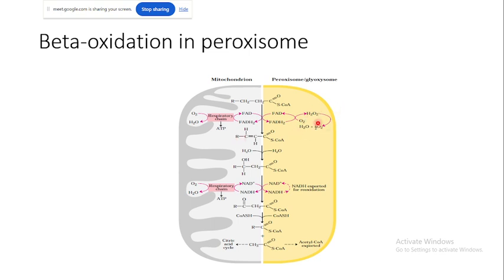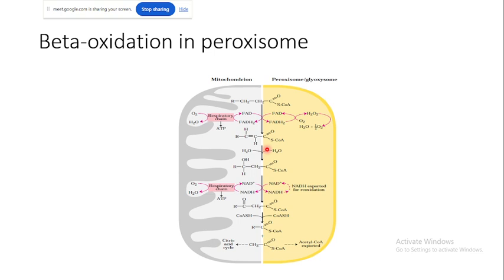But for the peroxisome, when FAD is reduced to FADH2, the FADH2 will not release the electrons to the electron transfer chain, right? Rather, it will donate the electrons to oxygen to make H2O2, right? This H2O2 will be broken down to H2O and half O2. So there will be no ATP synthesis because the electrons are directly given to oxygen to make H2O2, unlike the mitochondria, where the electrons flow through the electron transfer chain, which can produce ATP. So in the mitochondria there is production of ATP, in the peroxisome there is no production of ATP.